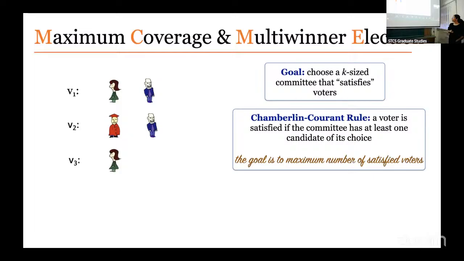For example, the goal is to maximize the number of satisfied voters. If you look at, let us say, this is the committee, this green and blue, then we can see that it satisfies all the voters. But if the committee size, let us say, was 1, then there is no committee of size 1 that satisfies all the voters.